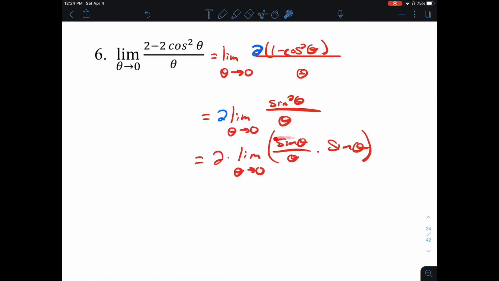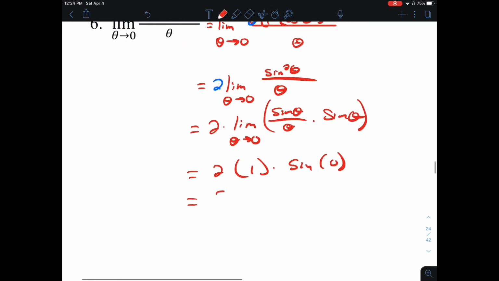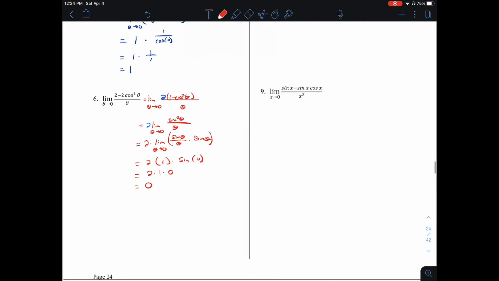Here's how that helps. Using our special trig rules that we learned, this becomes 1. To evaluate this limit, we're going to put the 0 in for theta. So that's 2 times 1 times sine of 0. Sine of 0 is 0, so this is just 0.